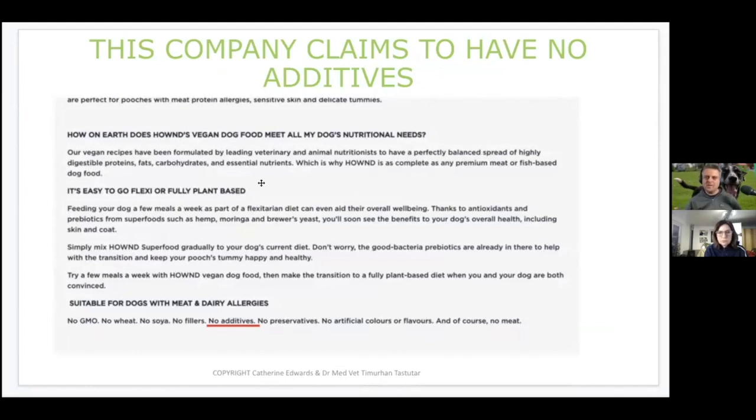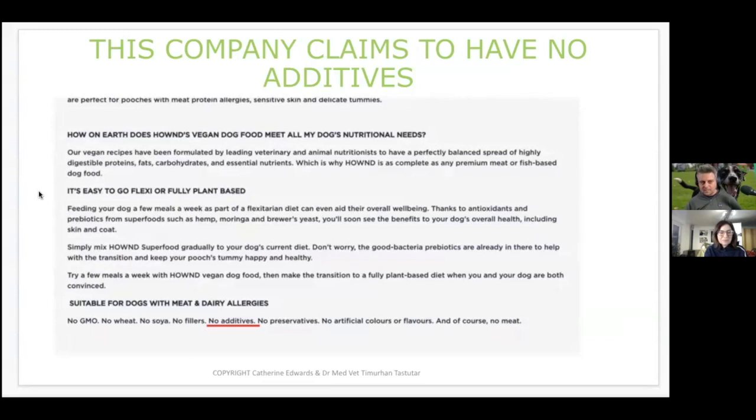This is so important. This company claims to have no additives. Look, because we know the additives are not good. It means the food is bad, or additives can be colorants and all these things. This company says no GMO, no wheat, no soya, no fillers, no additives, no preservatives, no artificial colors or flavors, well, although they are all additives, but it's okay. And of course, no meat, because this is a vegan dog food.